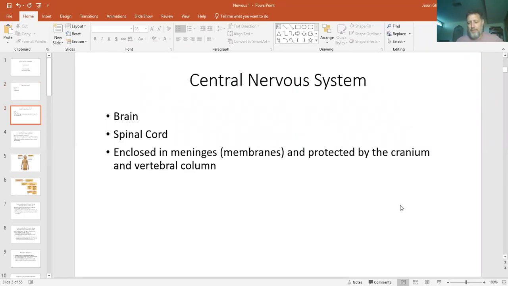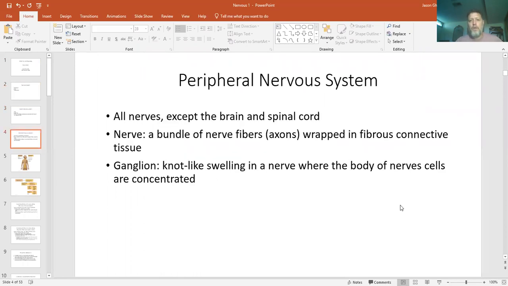We break it down in a couple different terms: central nervous system, which is the brain, the spinal cord, and the membranes that surround those two parts, which are called the meninges. Then we have what we call our peripheral nervous system, and this is every other nerve in the body other than the brain or spinal cord.